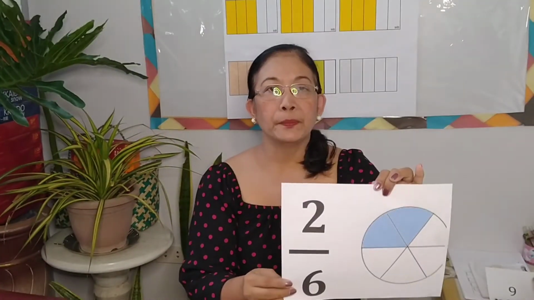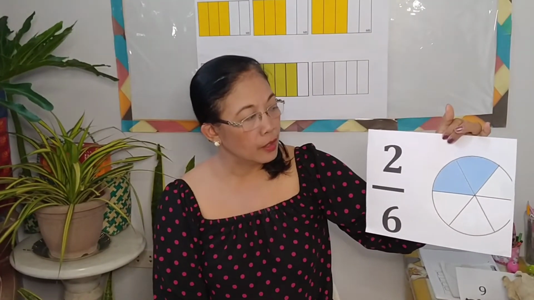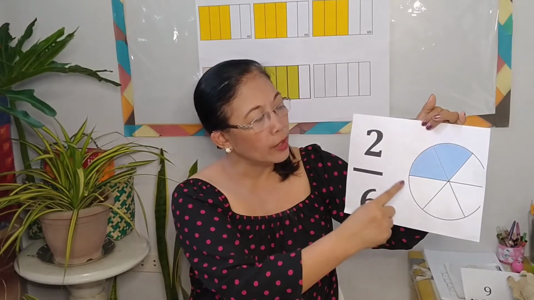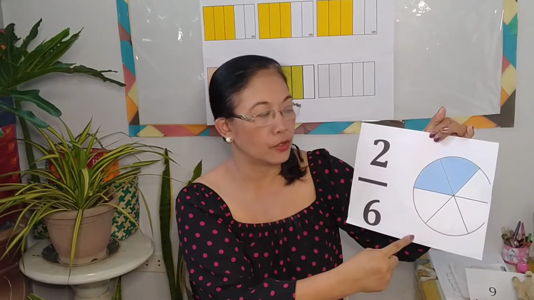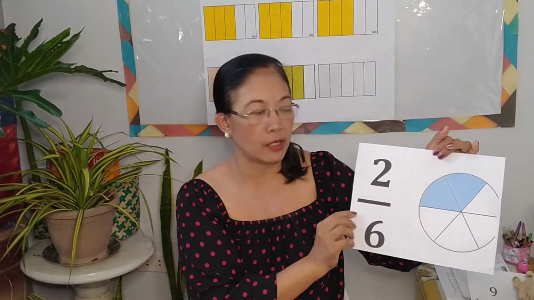Another example of a proper fraction is 2/6. If you look at the model, you will get 2 out of 6 equal parts. So this is the model of the fraction 2/6.